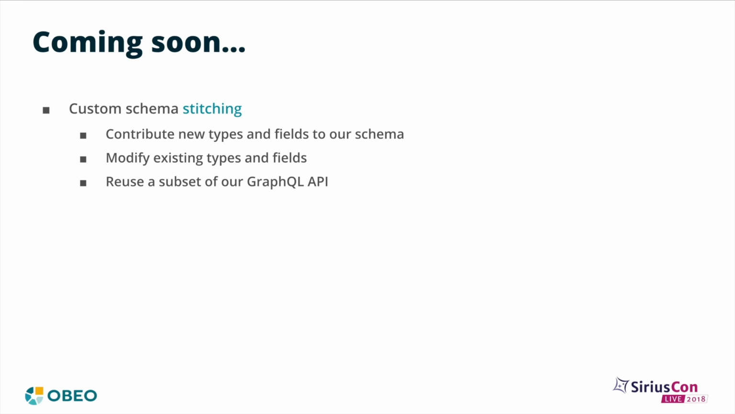In future versions of Sirius, this GraphQL API will be improved. We will give you the ability to customize the way our free services are connected by contributing new types and fields to our schema, and also by modifying existing types and fields. You will also have the ability to reuse only a subset of our GraphQL API if you want to do so.